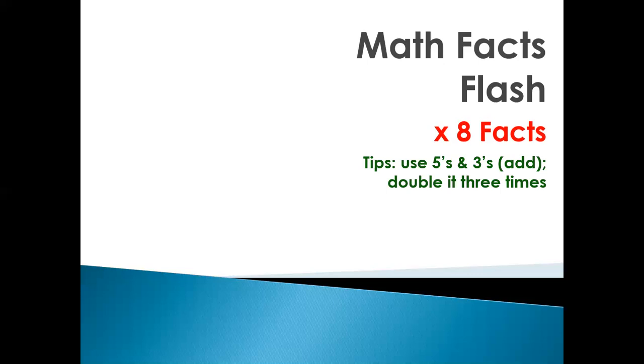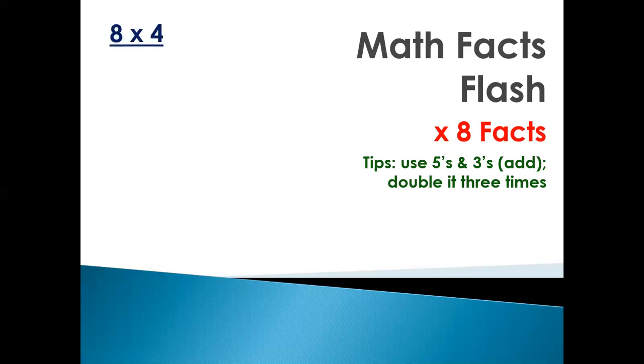Okay, so my tips for the eights are to use the 5s and 3s and then add, kind of like what we've been doing with the other facts where we use the ones we already know and add them together. Or remember back in the 4s, we doubled things twice. With the 8s, we can double it 3 times. So let's take a look at what that looks like.